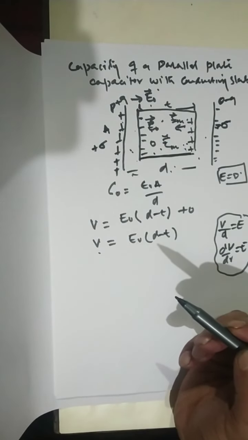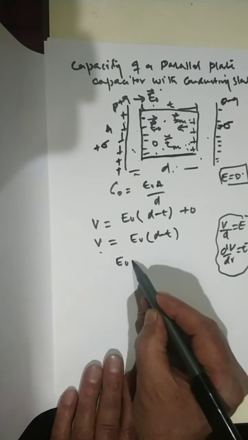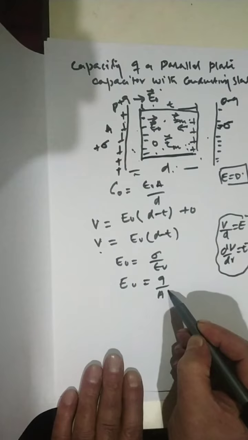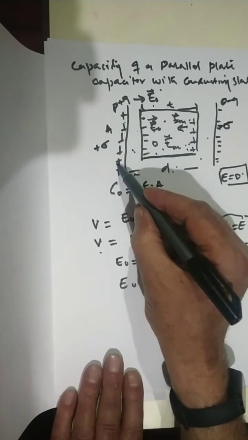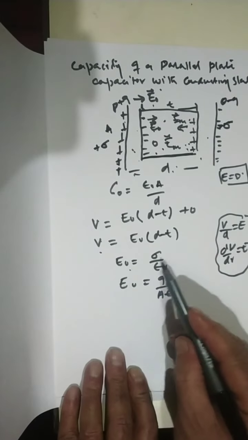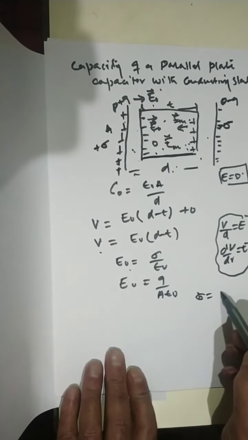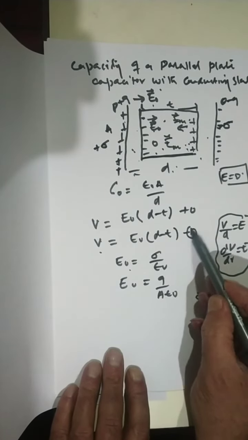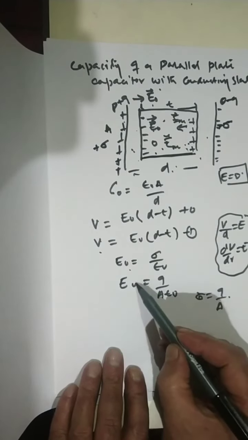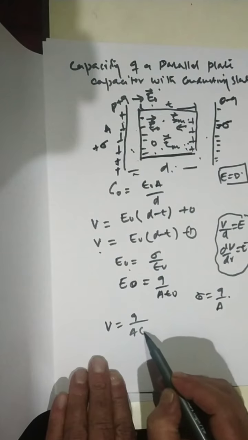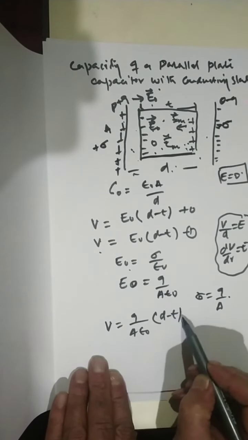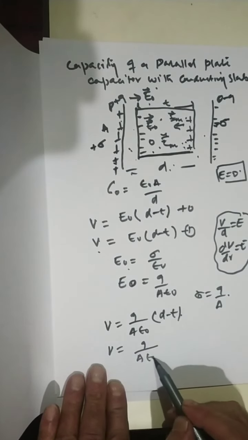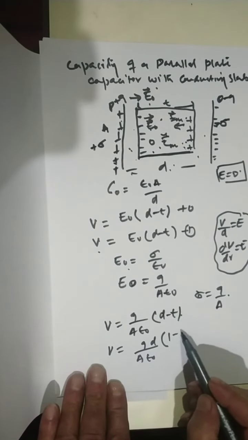Now, we also know that E0 is equal to sigma by epsilon 0, which is equal to Q by A epsilon 0, where A is the area of the plate and sigma is equal to Q by A, the charge density. So, substituting this in equation 1, we get V is equal to Q by A epsilon 0 times (D minus t). Taking D outside, V is equal to Q D by A epsilon 0 times (1 minus t by D).